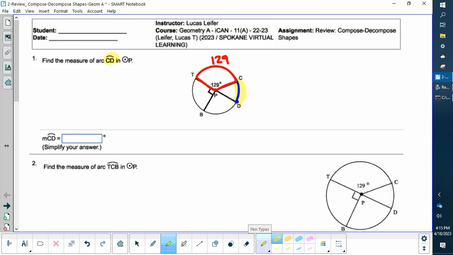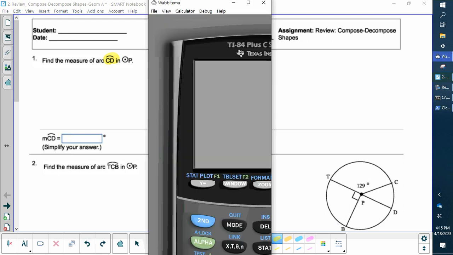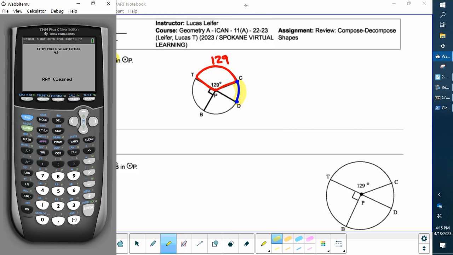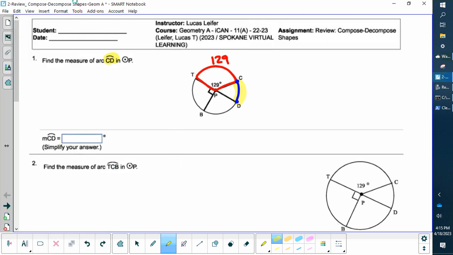Now, if it was a major arc, there'd be 3 letters, and I'd know to go the long way, but this is the short way. And hopefully you notice, hey, half circle. Okay, so I'm going to go ahead and bust out a calculator here. And we're going to go 180, because you should all know a half a circle is 180, minus 129, and we get 51. So the measure of this arc is 51 degrees.